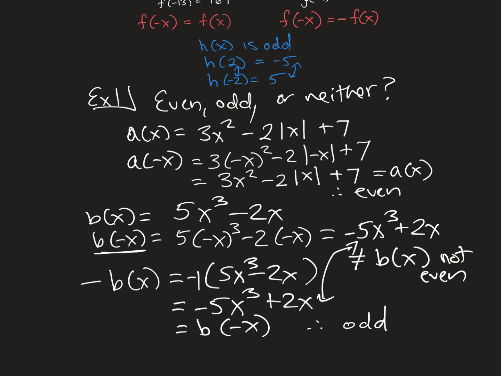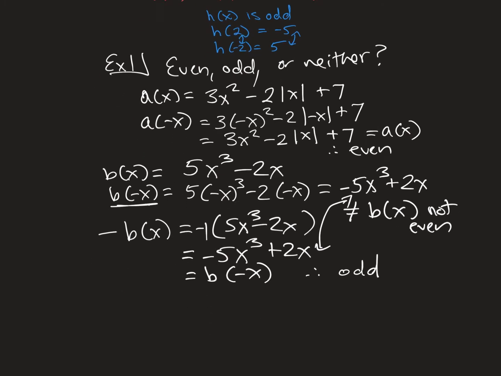So that is how you're going to test. First, you always put in negative x. Quickly, you'll see if it's even or odd. If it's not even, see if that equals negative b of x. And if it does, then it's odd. If it doesn't, then we're talking neither.